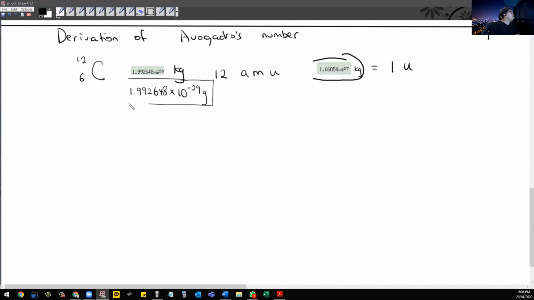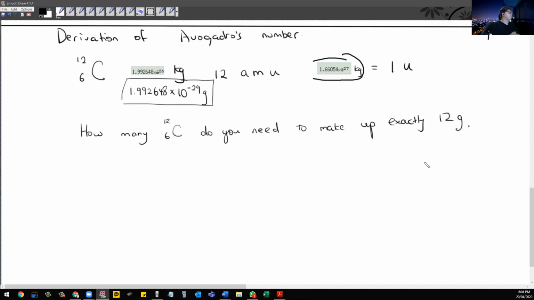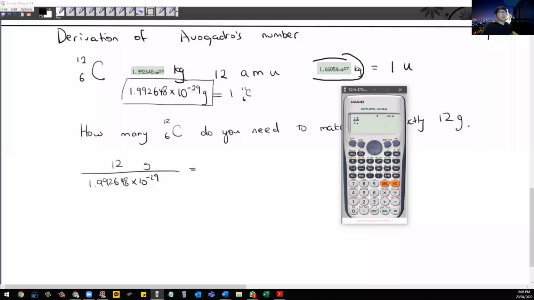Okay. Now, I want you guys to answer this very important question. How many carbon 12 do you need to make up exactly 12 grams? I want you guys to think about that question. Can anyone answer the question? So divide 12 grams by this one, 1.992648 times 10 to the power of negative 29. Then you get this number.